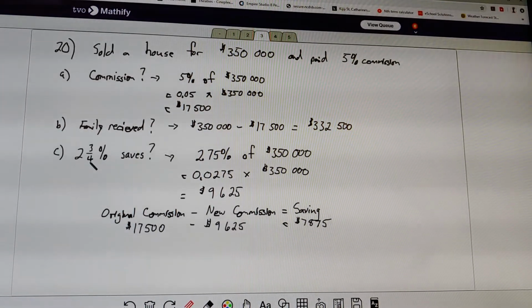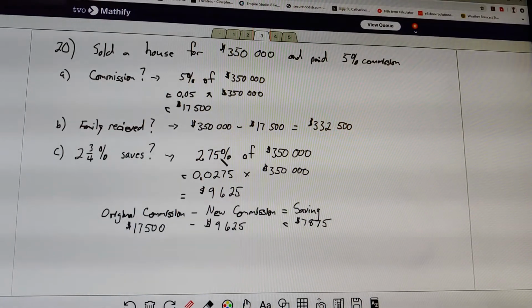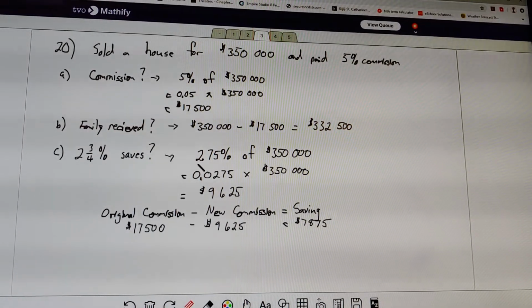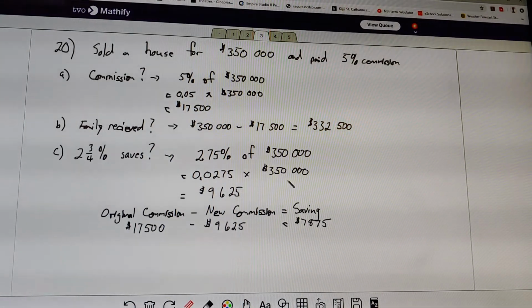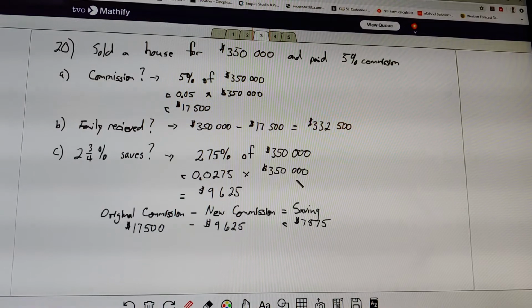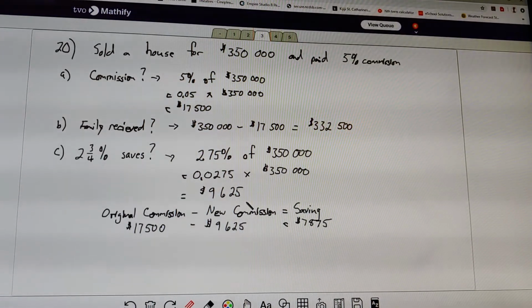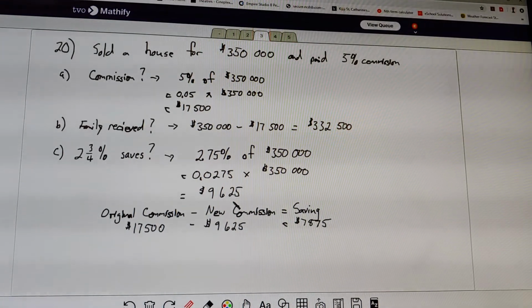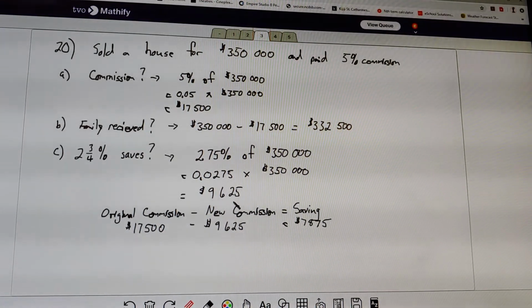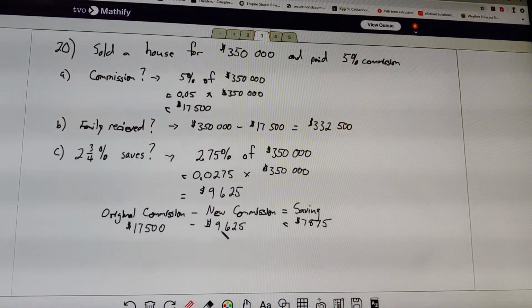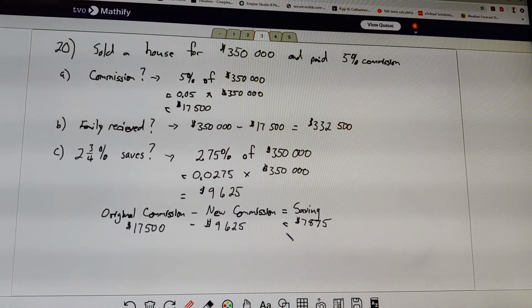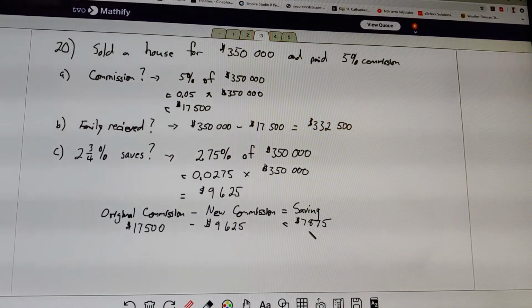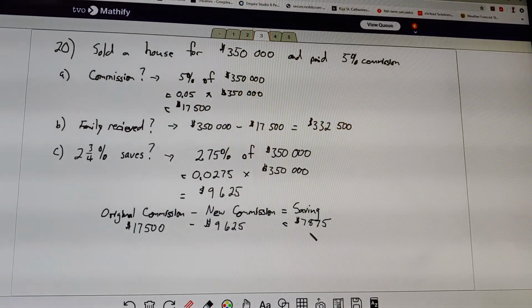So 2.75. Okay. Change that back to a real life number by moving the decimal place 2 spots to the left. You get 0.0275 times 350,000, 9,625. So that's the new commission, the new lower rate. So to find out how much the family would save, take the original commission, subtract the new one to find the difference between the two. Okay? And it's a savings of $7,875. So pretty good amount.